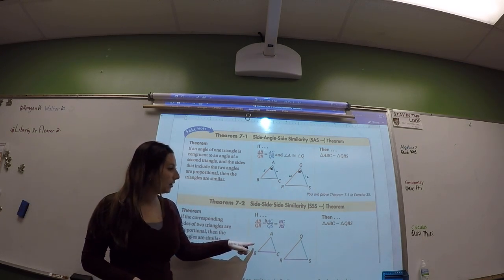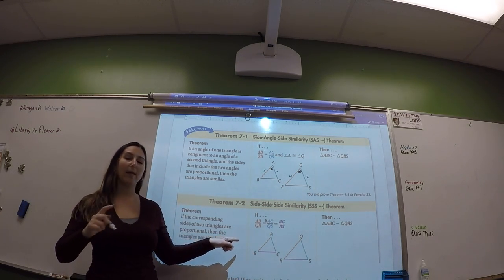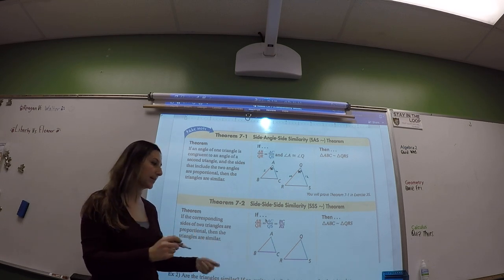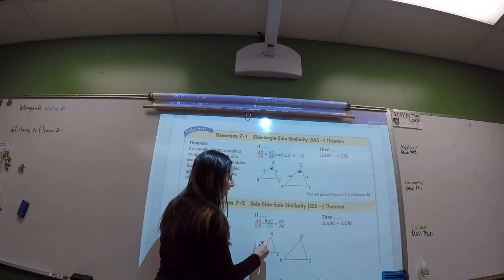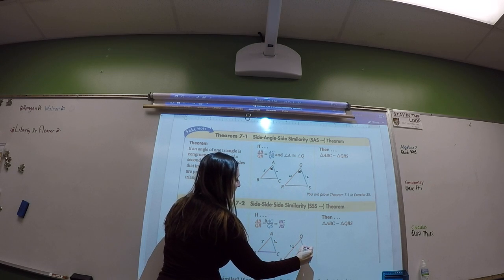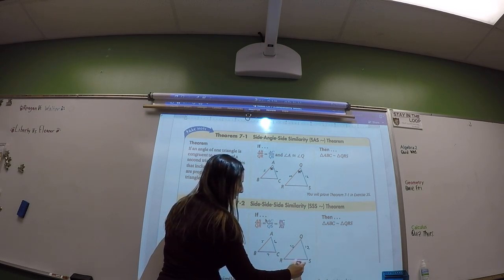They can also be similar by having 3 sides proportional. So for example, maybe this is 5, this is 10, this is 6, this is 12, and this is 7, and this is 14.